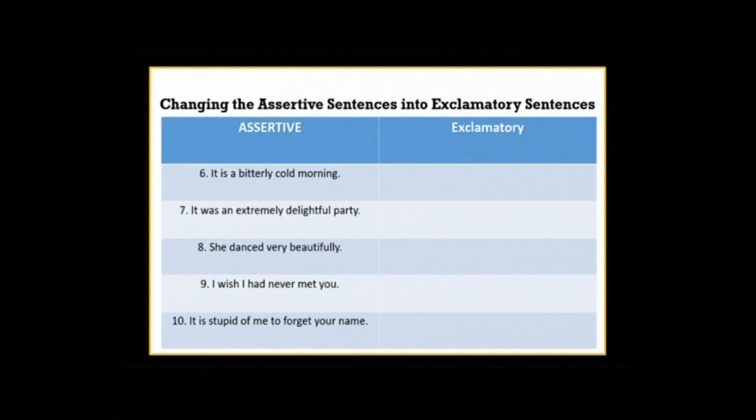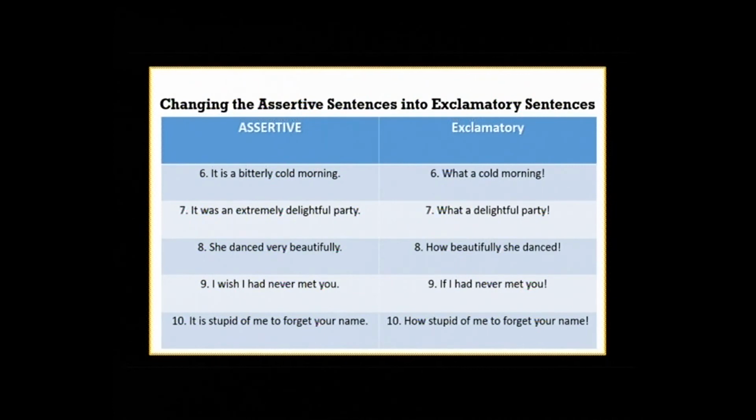So, now let us change it into exclamatory sentences. It is a bitterly cold morning. What a cold morning. Next, it was an extremely delightful party. What a delightful party. Yeah? She danced very beautifully. How will you express this? How beautifully she danced. I wish I had never met you. It's your wish. How would you express it? If I had never met you.